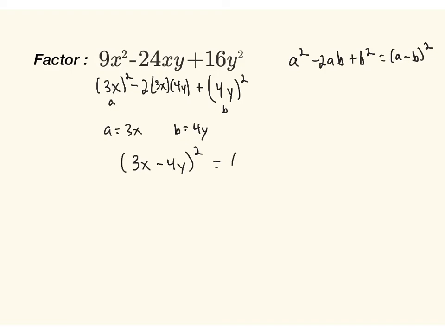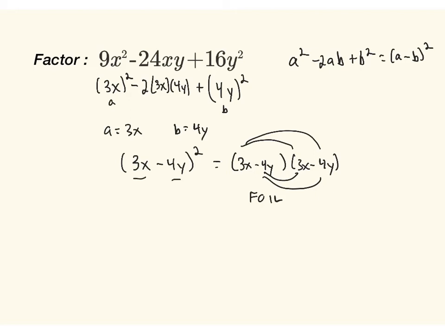Now remember, please, that this means 3x minus 4y times 3x minus 4y. And if you wanted to multiply this back together, you have to use the FOIL method. Many times people just apply the square to each term, and that would be incorrect. So our answer is (3x minus 4y) quantity squared.